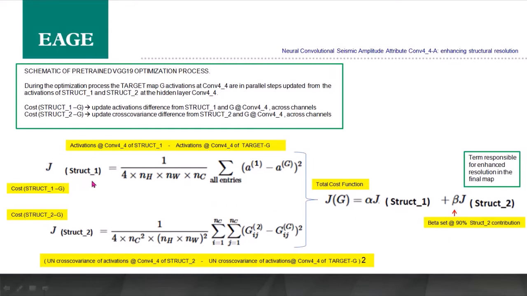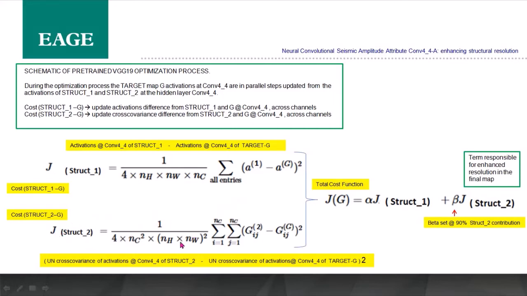This is the cost function JStruct1. This is the normalization factor. These are the activations of struct 1 and target G at conv4, element-wise subtracted and squared.